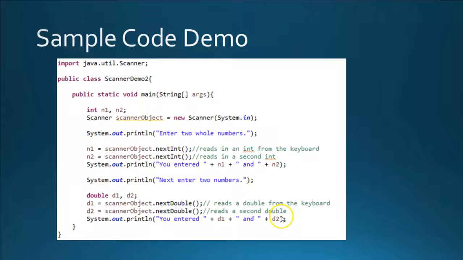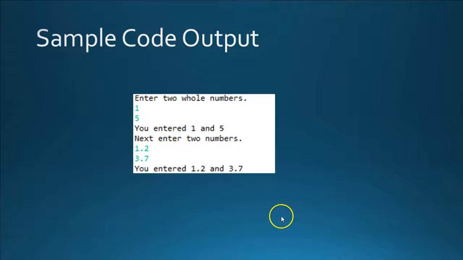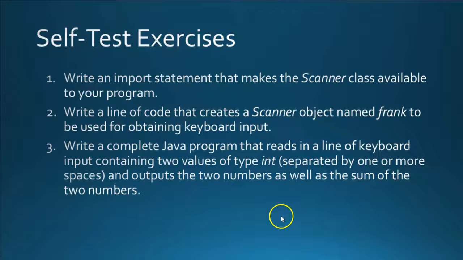All right, and you'll notice now with the second half, it's doing the exact same thing, except instead of it being ints, it's doubles. So here, enter 2 whole numbers. I entered 1, 5. The program echoes back, you entered 1 and 5. Next, enter 2 numbers, 1.2, 3.7. And then the program says you entered 1.2 and 3.7.